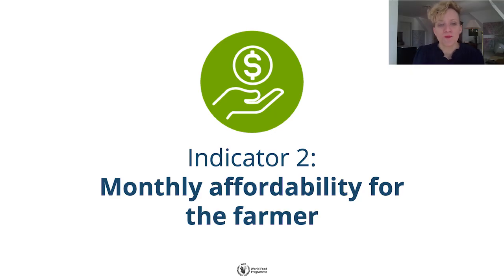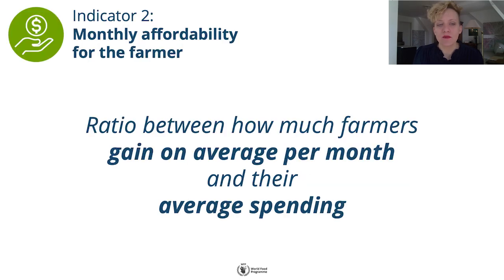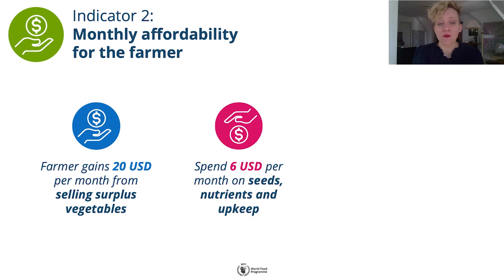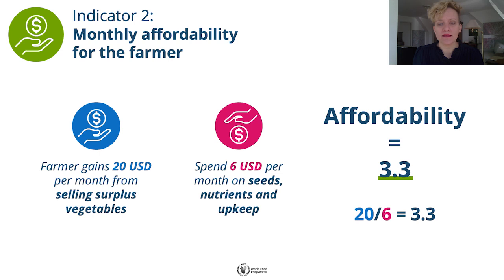Let's talk about indicator 2, monthly affordability for the farmer. This indicator is at the heart of the project, right? It is the ratio between how much farmers gain on average per month and their average spending per month on farming hydroponics. Let's look at a simple example. Imagine a farmer gains $20 per month from selling their surplus in vegetables, and they spend $6 per month on seeds, nutrient, and upkeep. Then the affordability of their unit on a monthly basis is 3.3, which is the benefits divided by the cost, right? It is $20 divided by $6.